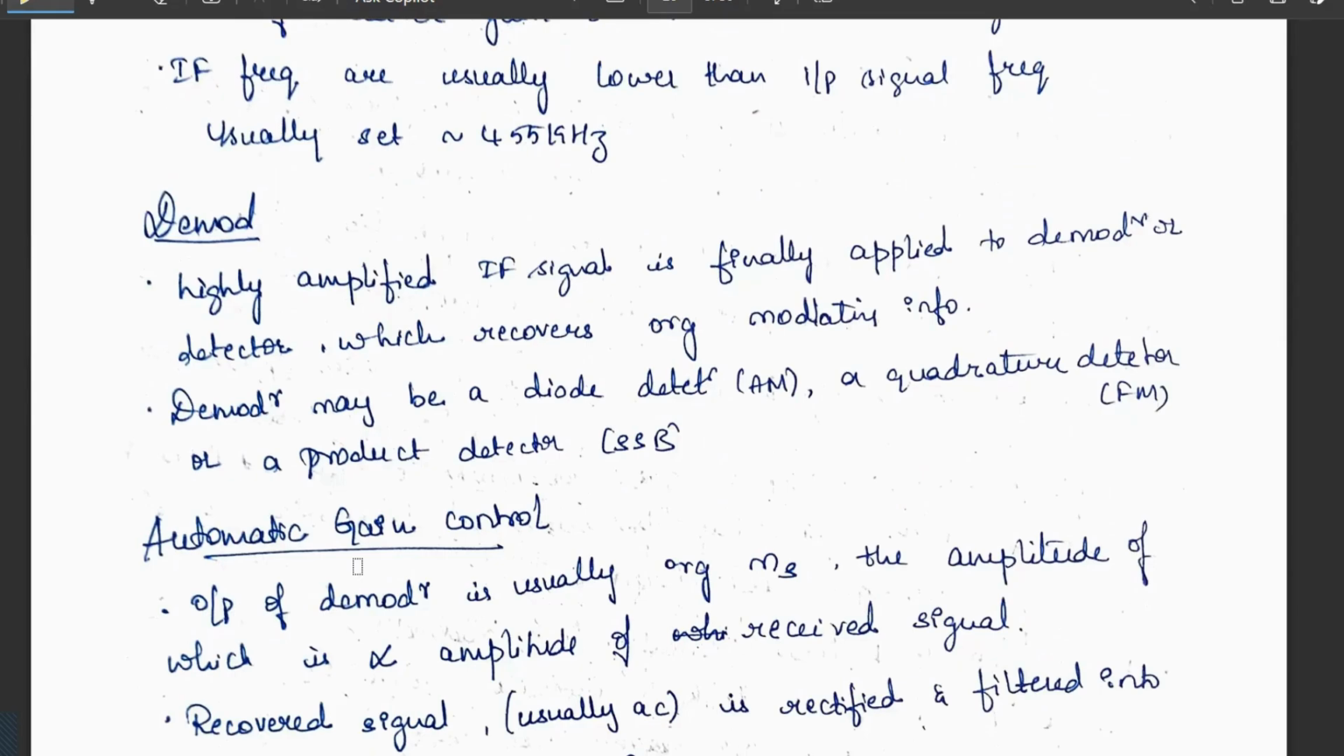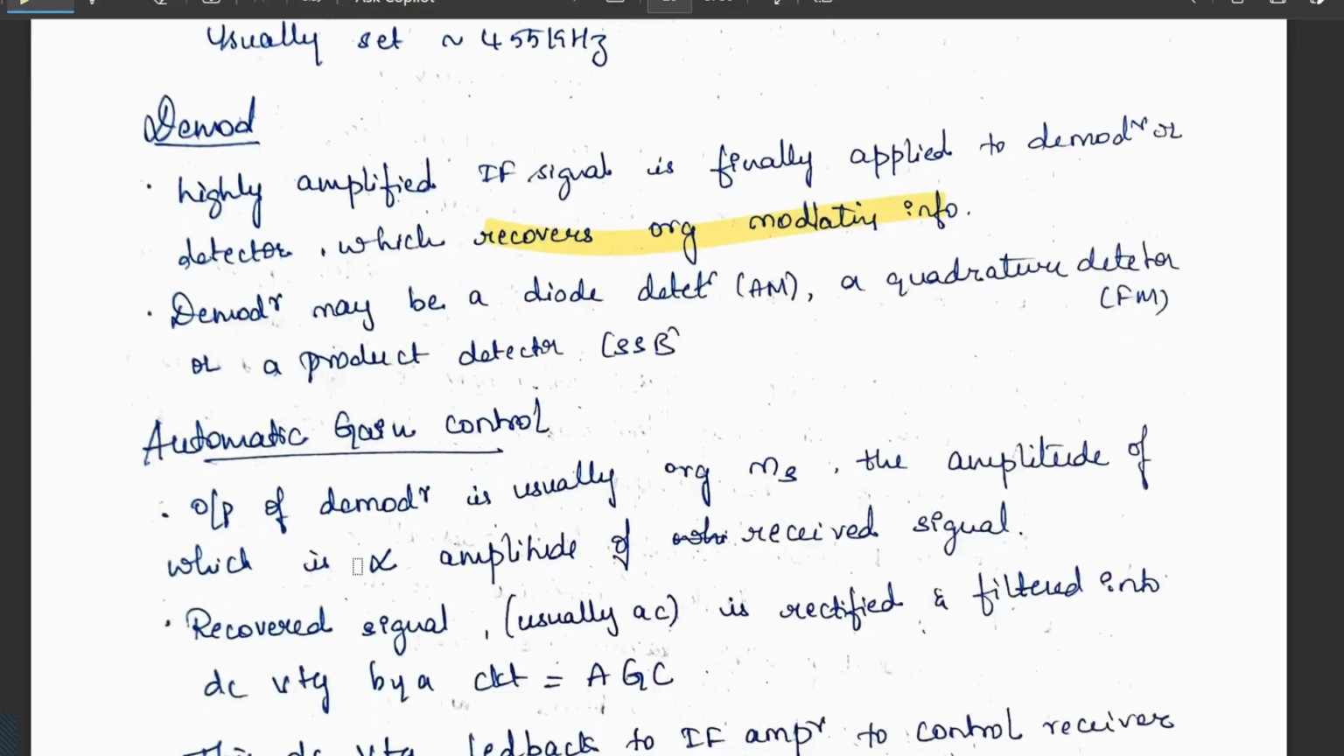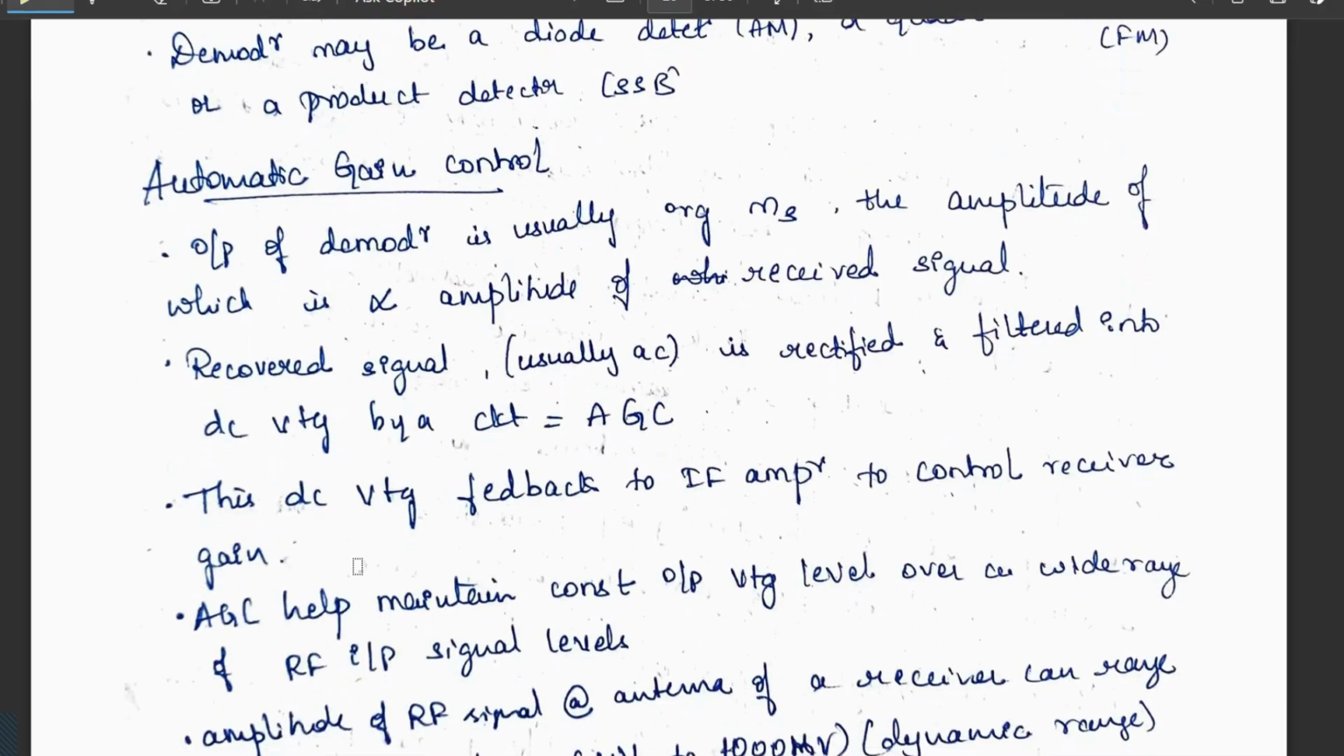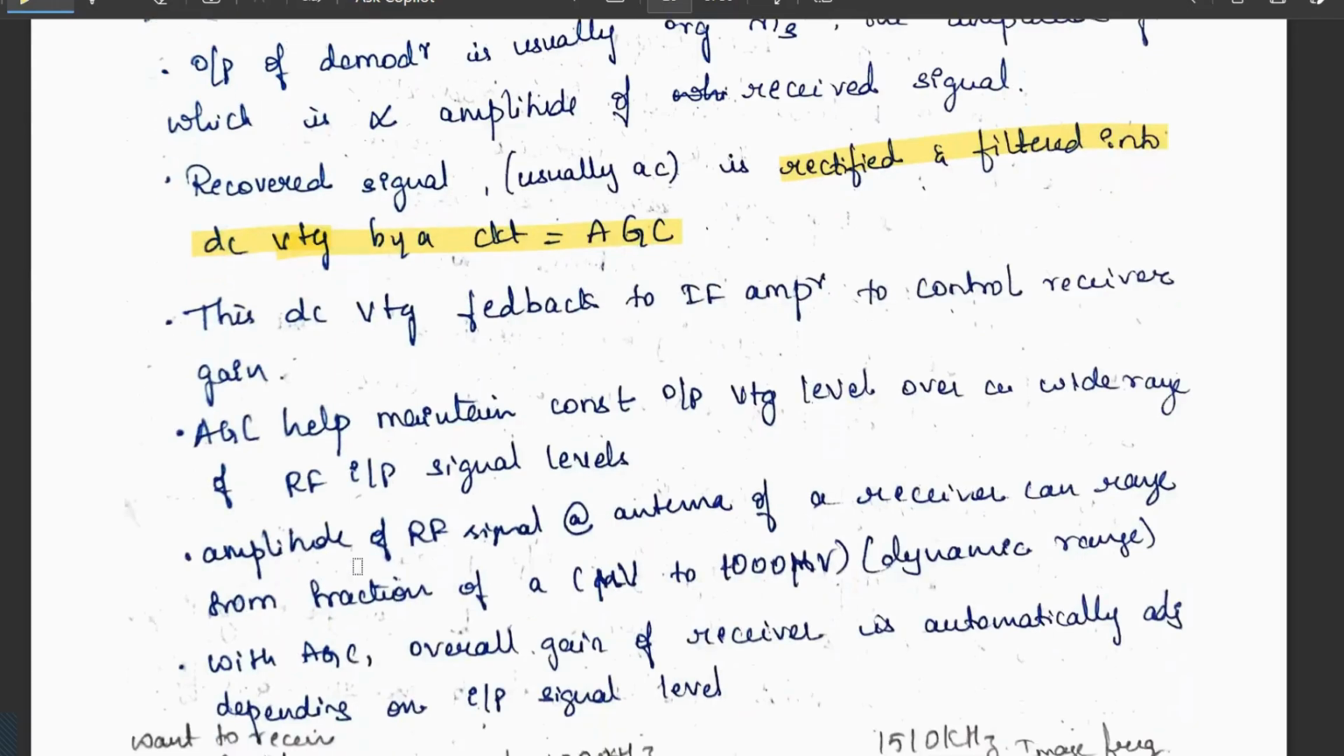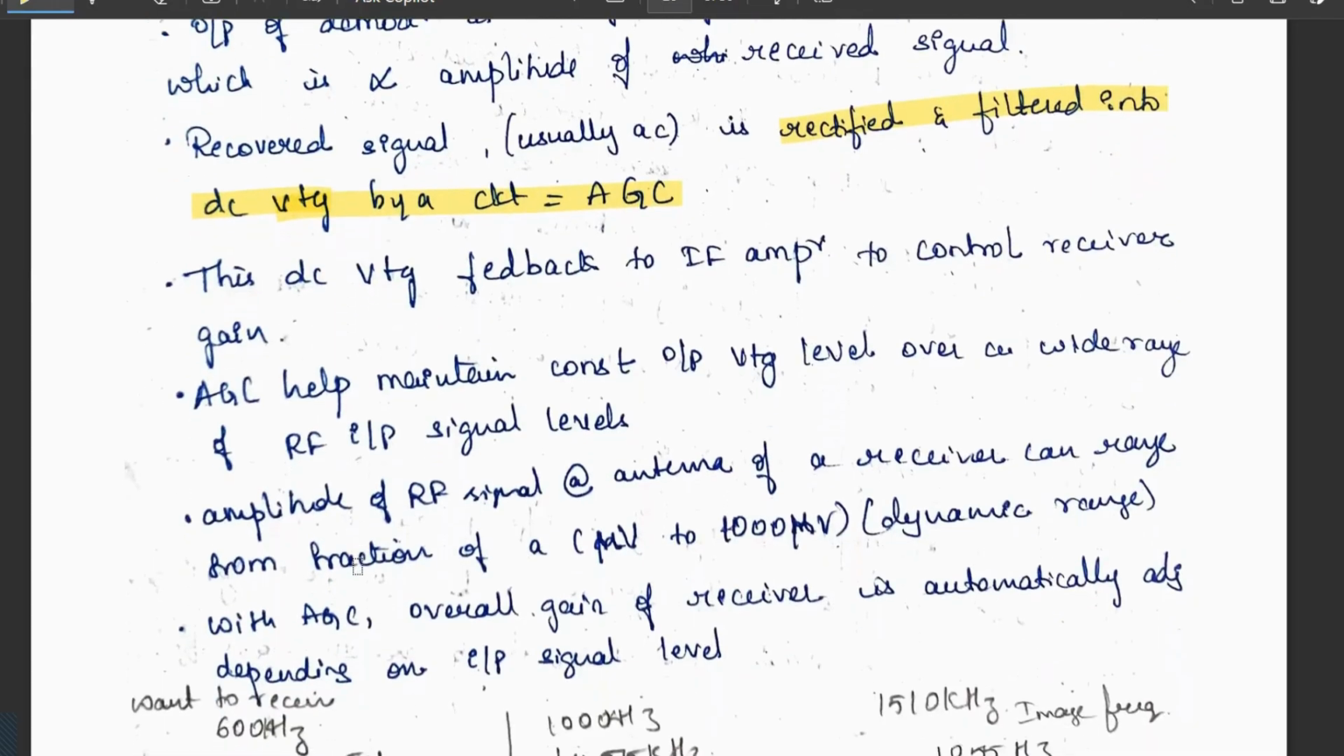Demodulator. Here the highly amplified IF signal is finally applied to the demodulator or detector, which recovers the original modulating information. The demodulator may be AM, FM or SSB. Automatic gain control, AGC. The output of the demodulator is usually the original message signal. The amplitude is directly proportional to the amplitude of the received signal. So the recovered signal is rectified and filtered into a DC voltage by a circuit called AGC, that is automatic gain control. This DC voltage is fed back to the IF amplifier to control the receiver gain.